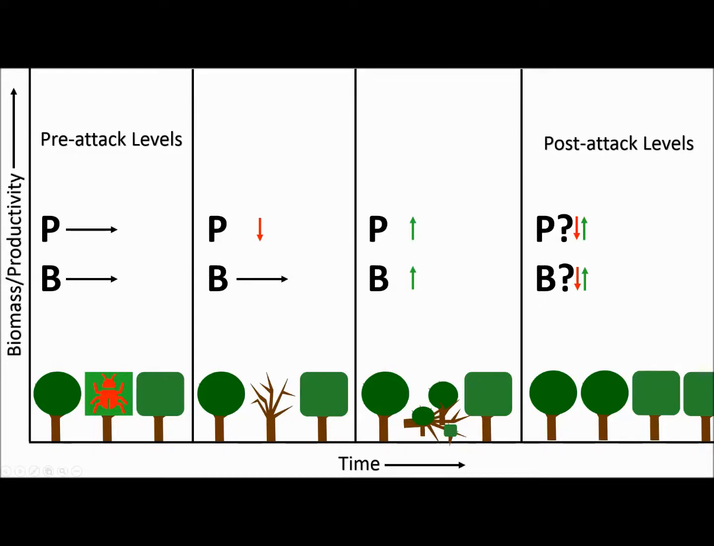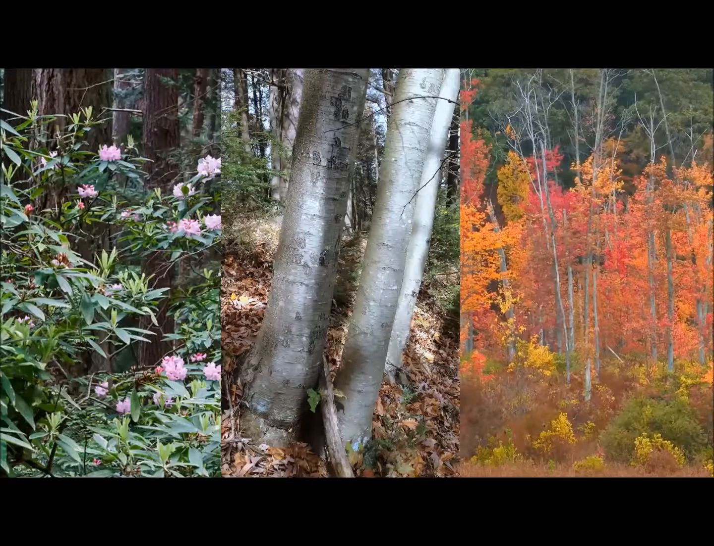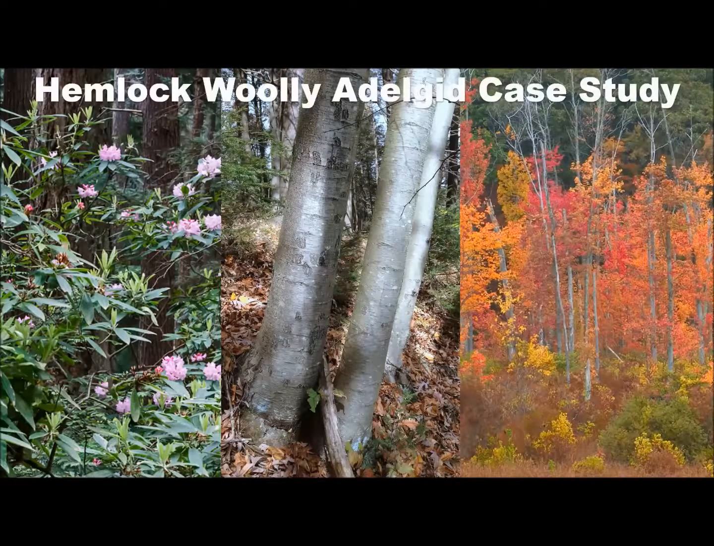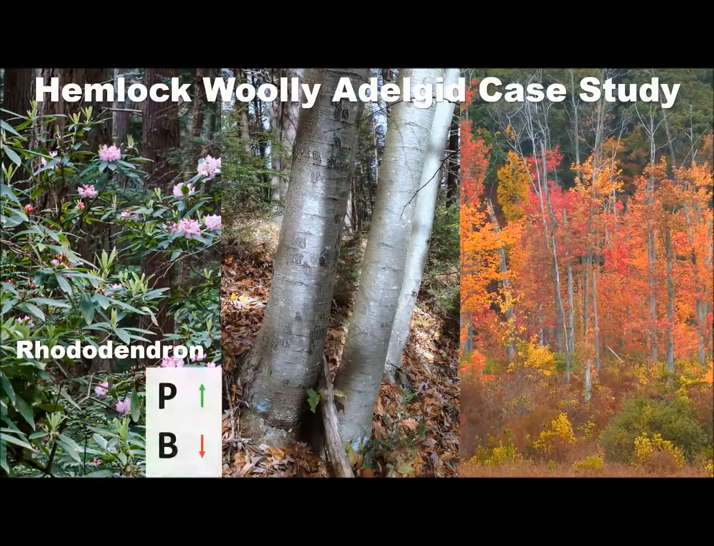So let's look at an example of this. Hemlock woolly adelgid is a great case study. And if you look at the literature, there are really 3 different species that are called out as being the ones that will most likely replace hemlock as it's removed from the landscape. The first is rhododendron in the south. And if you think of a hemlock forest converting to rhododendron, most likely you would have higher productivity from this evergreen rhododendron, but you would have much less biomass. Rhododendron is not able to achieve the same level of biomass as hemlock is able to.